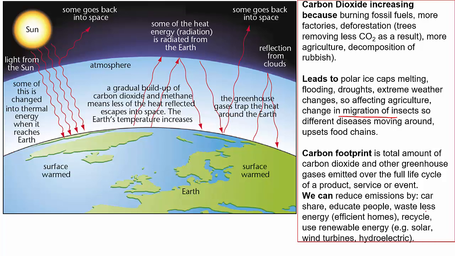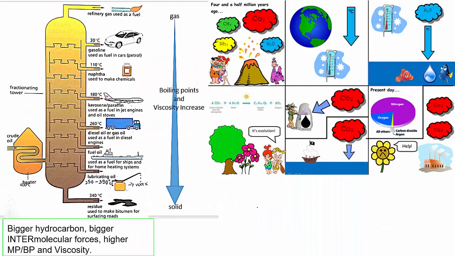We can reduce our emissions, as shown here in this list, by car sharing, educating people, less waste and therefore less energy, making our homes and our industries more efficient, recycle substances, use more renewable energy, etc. So your green chemistry is very important for your C2 exam. This brings us neatly towards our last slides.